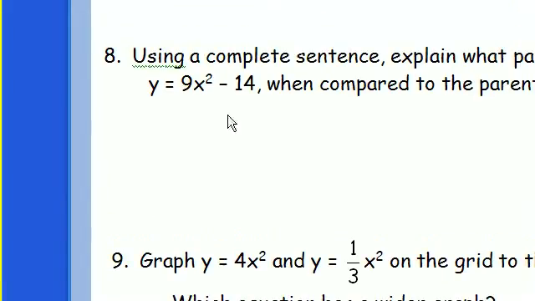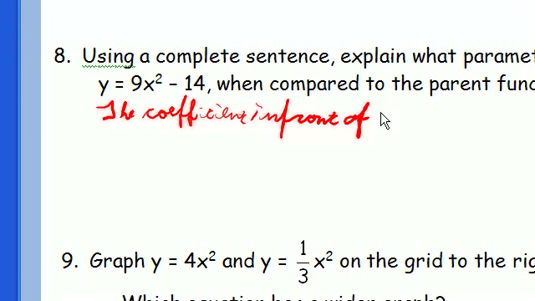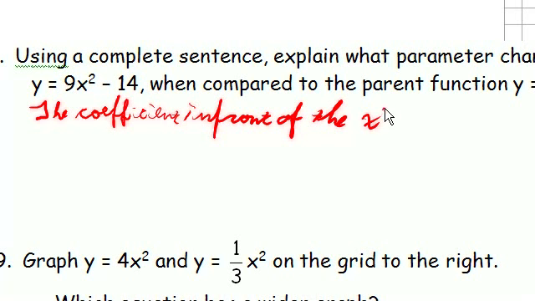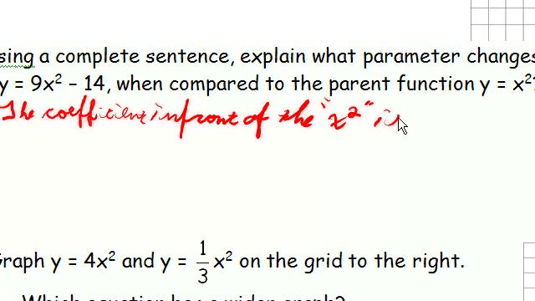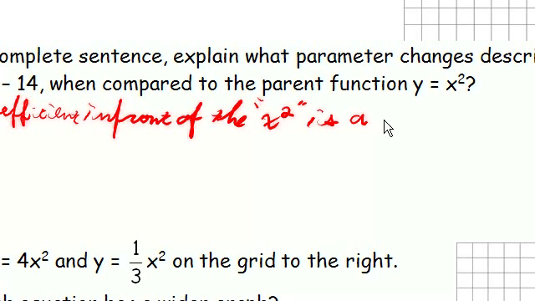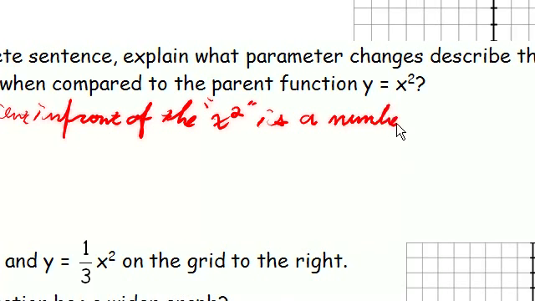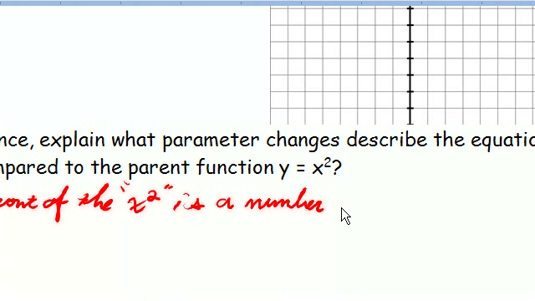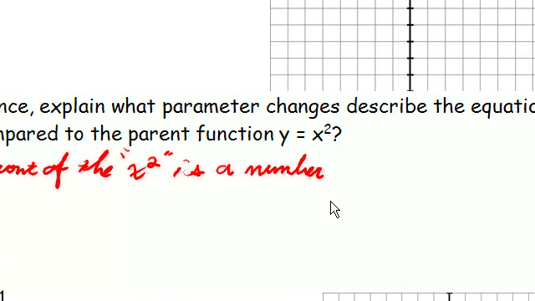Okay, well, I already showed you how to do this on the calculator. So using complete sentences, okay? The coefficient in front of the x squared is a number greater than, well, technically it's a number whose absolute value is greater than 1. But since we haven't talked about absolute value the entire year, I'm just not even going to mention it.